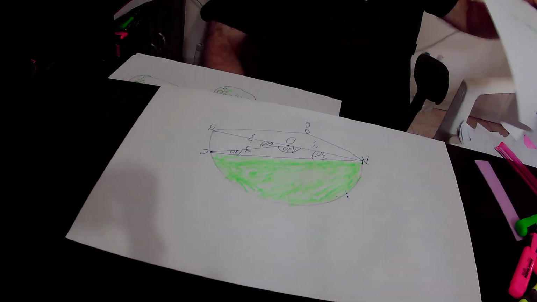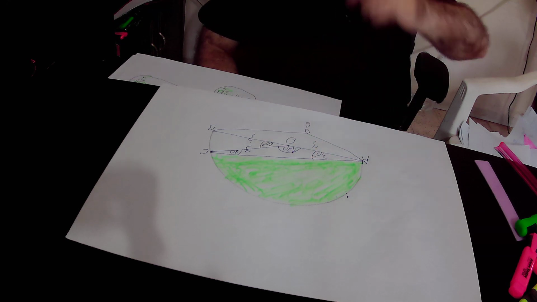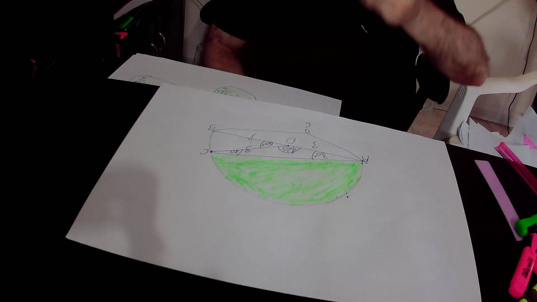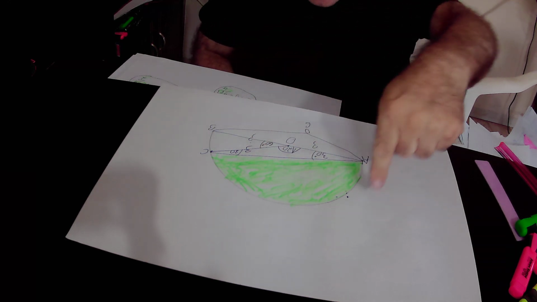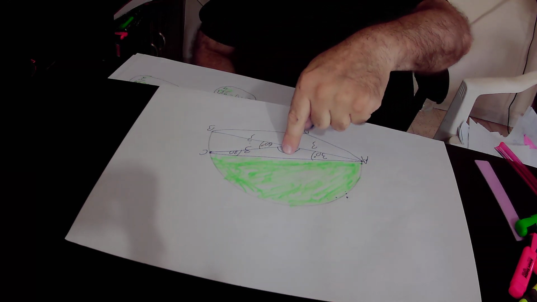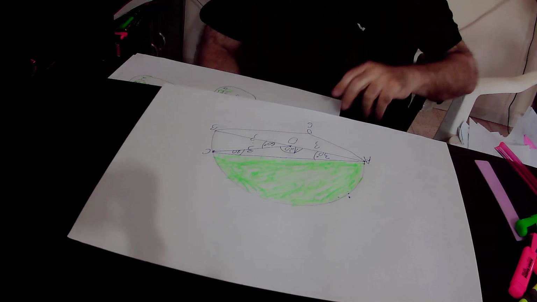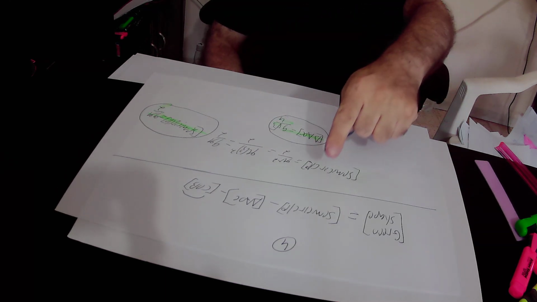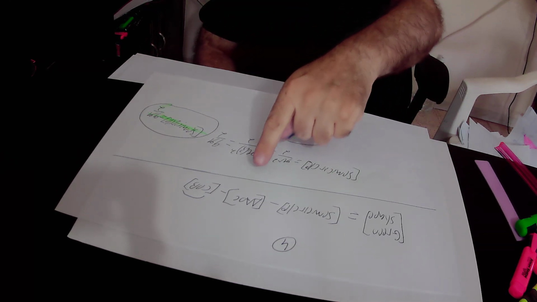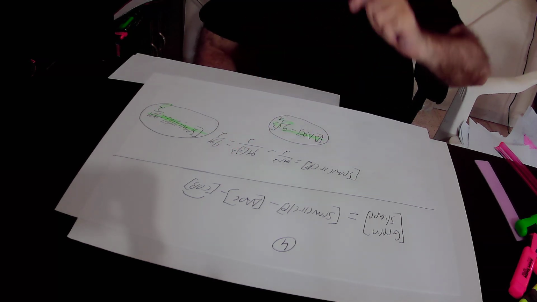We finished with the first method, then I presented to you how to find out the area of this green shape according to the second method. According to the second method, the area of this green shape equals the area of the semicircle minus the area of triangle AOC minus the area of sector COB. Repeat again, the area of the green shape equals the area of the semicircle minus the area of triangle AOC minus the area of sector COB.